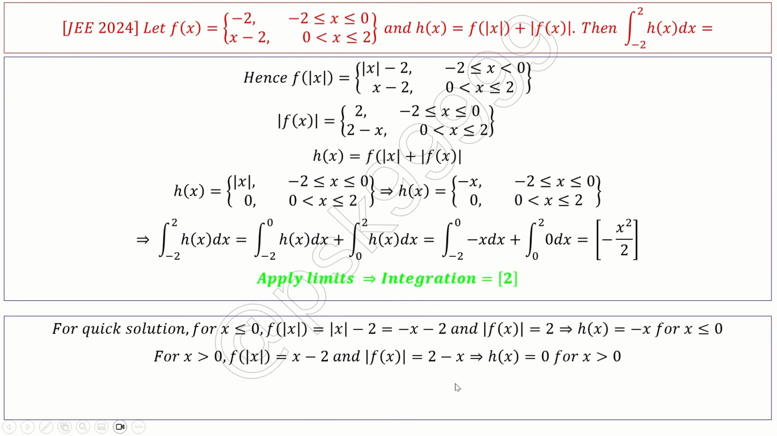And for positive x, f of absolute x is x minus 2 as is, absolute f of x is 2 minus x, so h of x is 0, so ignore it. Now your h of x is nothing but only one, that is minus x for negative, 0 for positive x. That's all you need to worry about, and the rest is very simple, right? This is how you should do it. Hope you understand this one. These problems, most of the people go wrong actually. That's why I just want to stress more and in detail. But these are very simple.